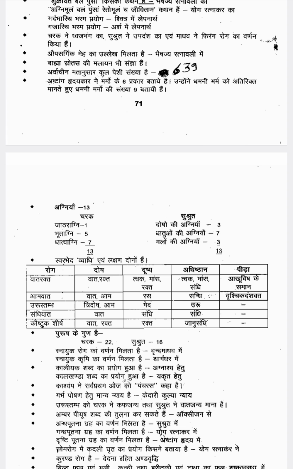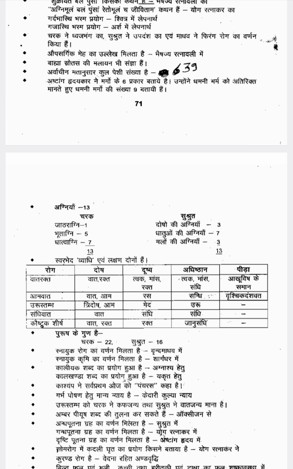In Ama Vada, which doshas are getting vitiated? Vada and Ama. Which dhatu is getting vitiated? Rasa. Where this Ama Vada is happening, that is in Sandhi Pradesha. In Ama Vada, which type of Vedana will you be getting? Vrishchika Damshavat. Okay, as if a scorpion is biting, that type of pain you will be getting in Ama Vada. So that pain is very important. Aku Visha in Vada Rekta, Vrishchika Damshavat pain you will be getting in Ama Vada.